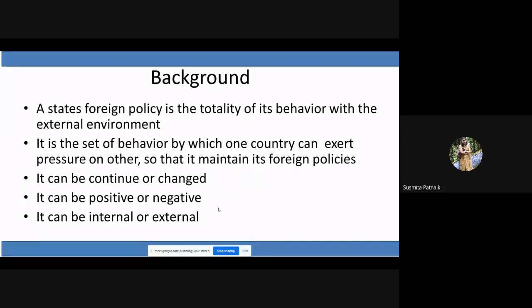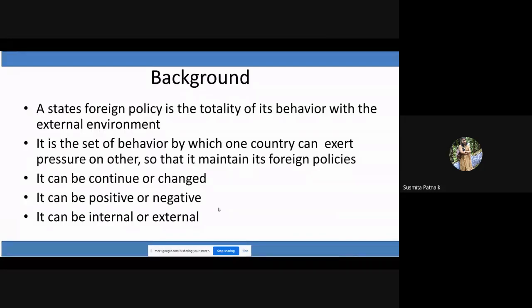What are your approaches towards the neighbor countries, to Pakistan, to Nepal, to Bangladesh, to Sri Lanka? So what approaches India has, or what changes India makes in its behavior towards the neighborhood countries, that is called its foreign policy. Bandyopadhyay says that it is a set of behavior by which one country can exert pressure on another so that it maintains its foreign policy. It is a set of behavior, a collection of behavior by which one country can put pressure on another country.